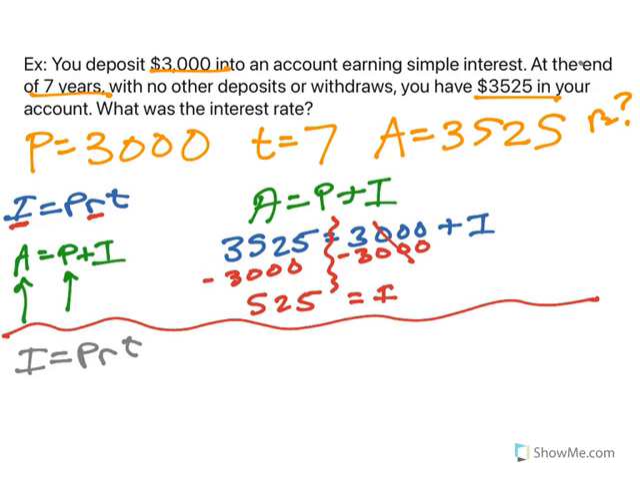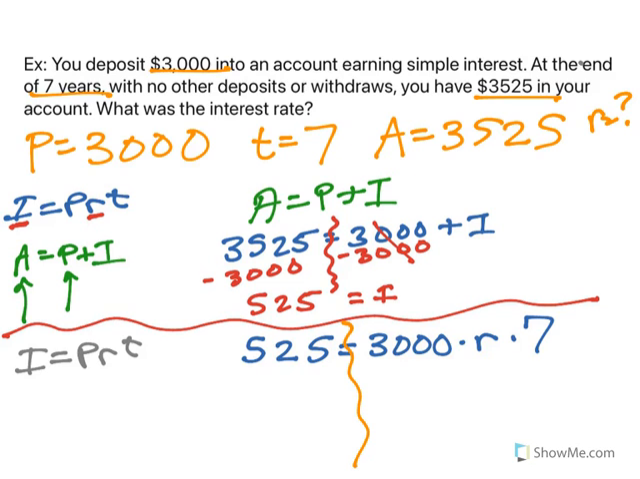Now I can use my other formula, I equals PRT. So let's plug in what we know. Interest equals the principal times the rate, which I don't know, times the time of 7 years. On the right side of my equal sign, I can take 3,000 times 7 because multiplication is commutative, and that gives me 21,000 times R equals 525.